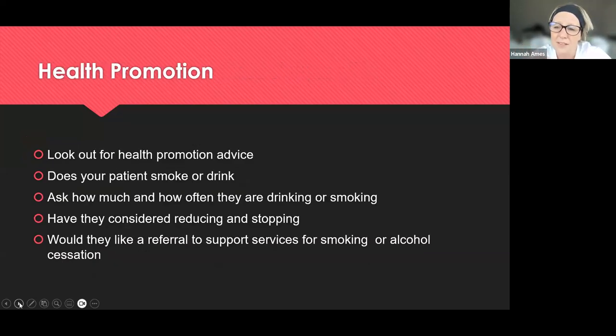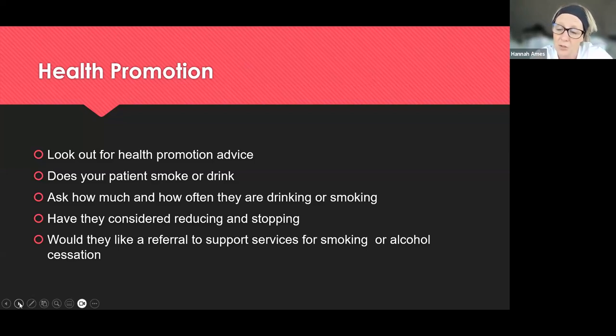Always look out for an opportunity for health promotion. So in your scenario briefing, does your patient smoke or drink? Are they having a high unhealthy diet? These are things the NMC are expecting you to pick up around health promotion as well. So think about asking the patient how much they are smoking or drinking and how often. Have they ever considered reducing or stopping? And again, ask, would they like a referral to support services for smoking and alcohol cessation?